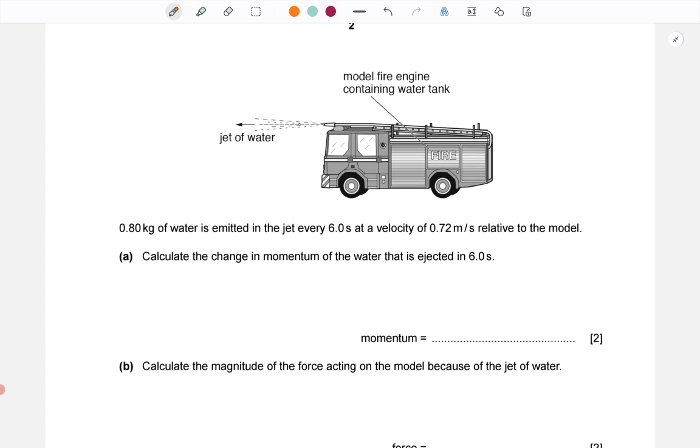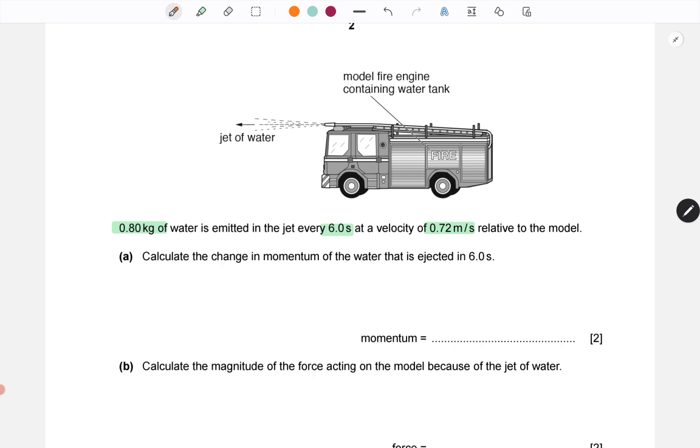0.80 kg of water is emitted in the jet every 6 seconds. Okay, now we have mass. Let's highlight what the given values are. We have mass, we have time, we have velocity. Okay, so these are the given values.